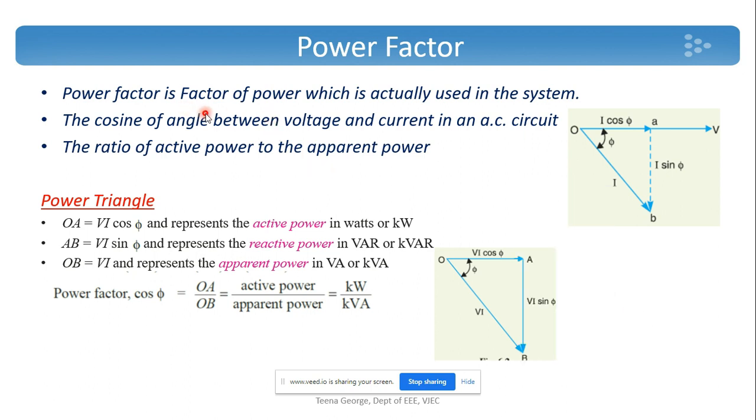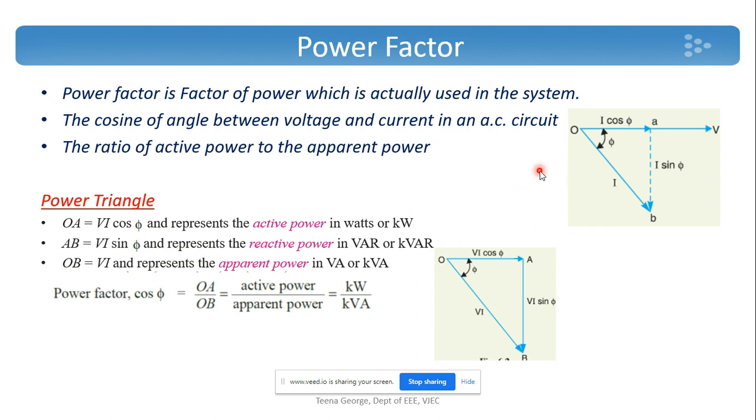Power factor is the factor of power which is actually used in the system. We know that an AC power system consists of resistance, inductance, and capacitance. In the resistance, the power is actually dissipated in the system. But in capacitance and inductance, the energy is stored for one half cycle and released for the next half cycle. So there is no actual power dissipation in the system.